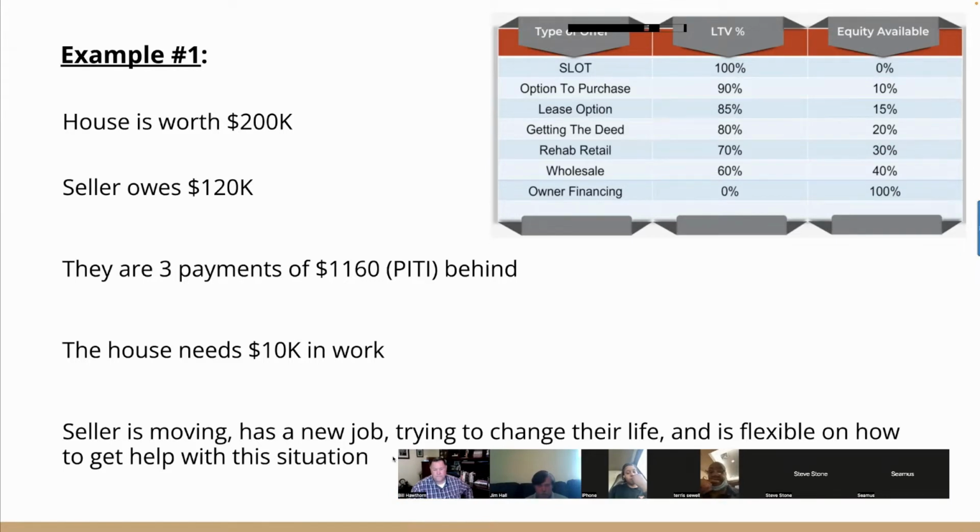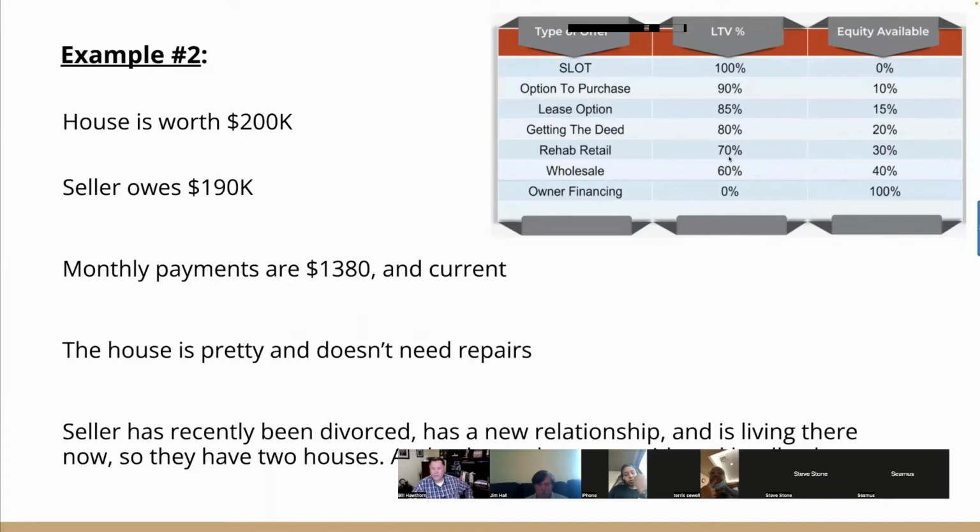House is worth 200. Seller owes 120. There's 80 equity in it. What's that percentage? You would take 120, put that into your calculator, hit the divide button, and then 200. And what does it come up with? We got 60% equity.